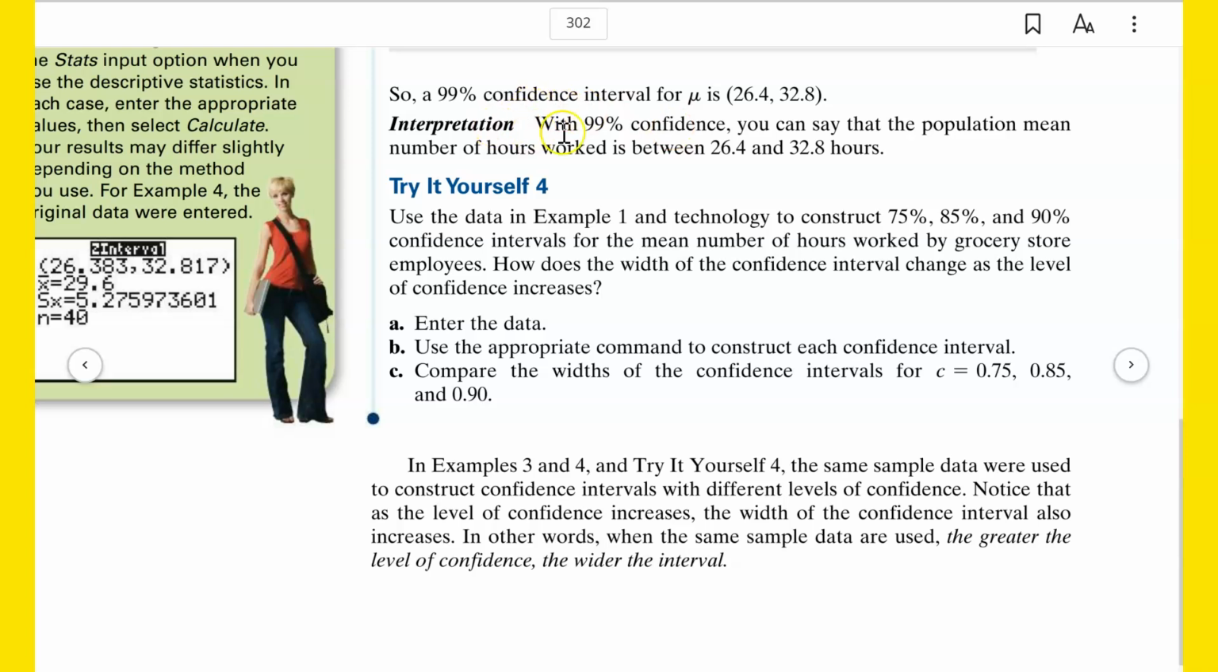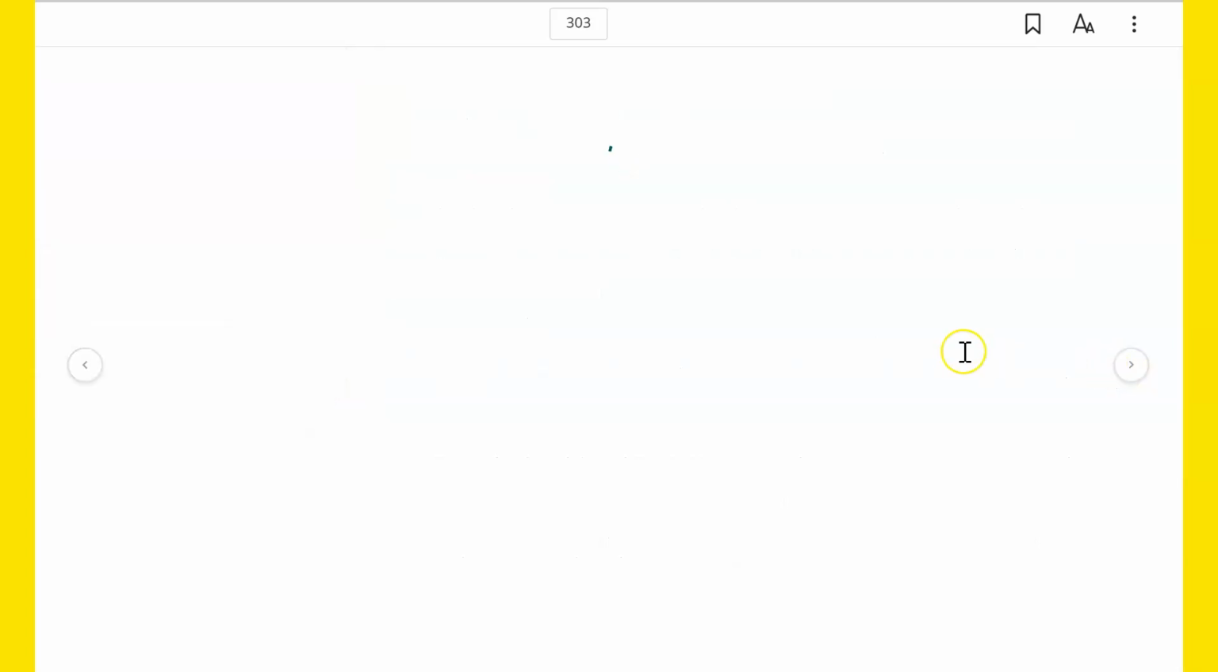So here's the interpretation. With 99% confidence, you can say that the population mean number of hours worked is between 26.4 and 32.8. In examples 3 and 4, the same sample data were used to construct confidence intervals with different levels of confidence. Notice that as the level of confidence increases, the width of the confidence interval also increases. In other words, when the same sample data are used, the greater the level of confidence, the wider the interval. That's something I've been trying to stress more than once in this video.